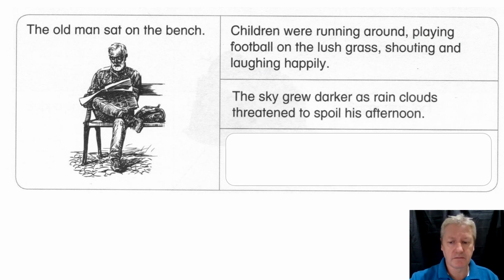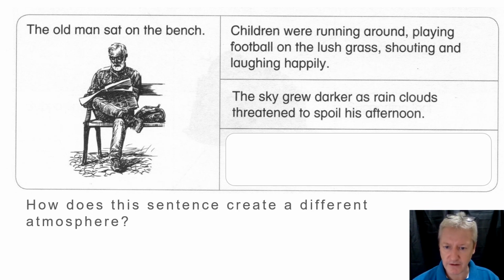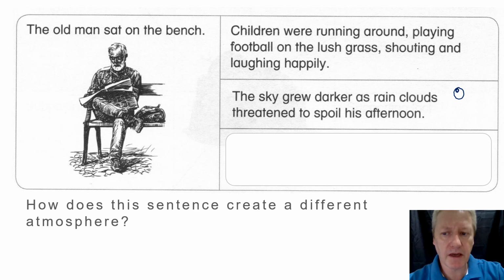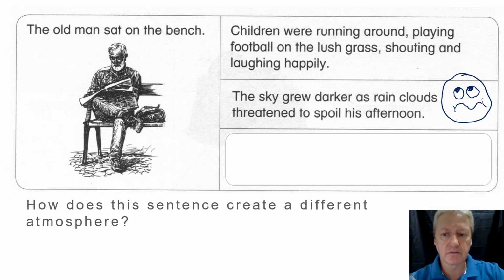Here's the second one. The old man sat on the bench. The sky grew darker as rain clouds threatened to spoil his afternoon. Now this time, it's a little different. The first one was very happy. This one, I wouldn't say it's unhappy, but I might say that the man is now looking at the sky and is unsure about what's going to happen.